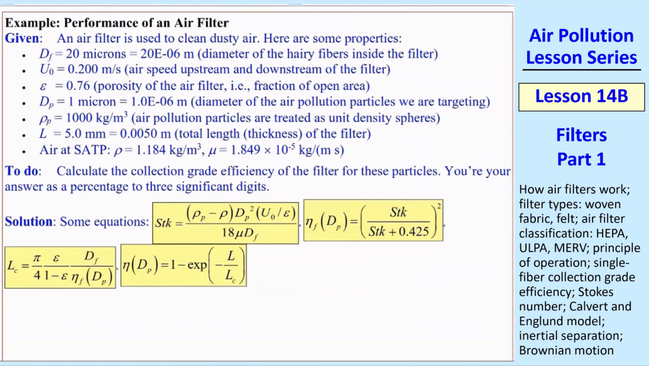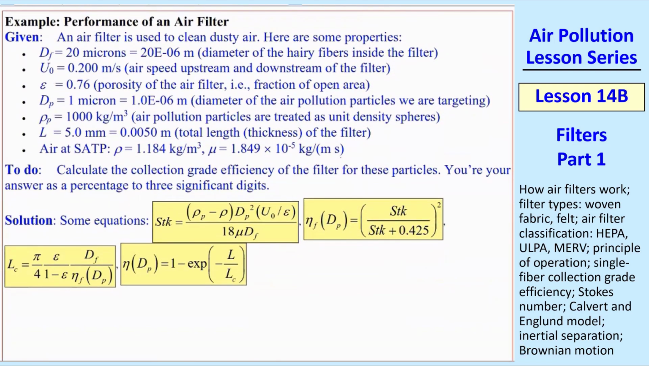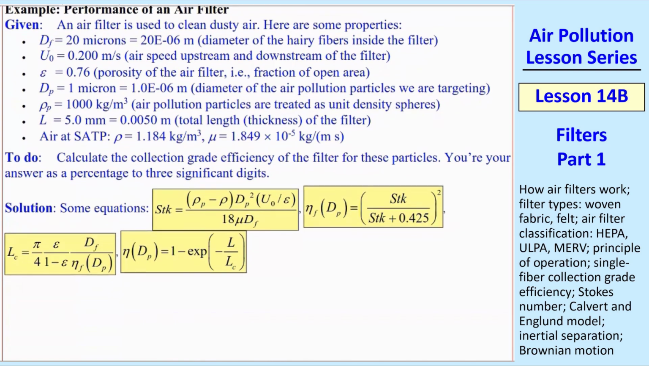A quick example, here's an air filter that's used to clean dusty air. And I give you the properties: the fiber diameter, these are the hairy fibers, U naught, epsilon porosity, dP, the particles that we're interested in or targeting, the density of the particles, L is the thickness or length of the filter, and then we have this air at SATP. So let's calculate the collection grade efficiency of the filter for these particles.